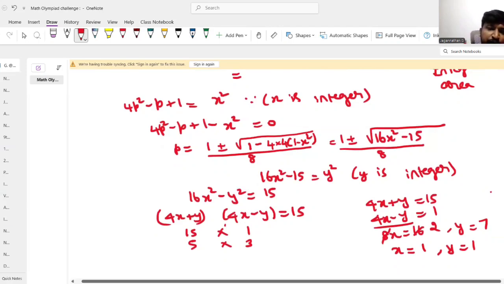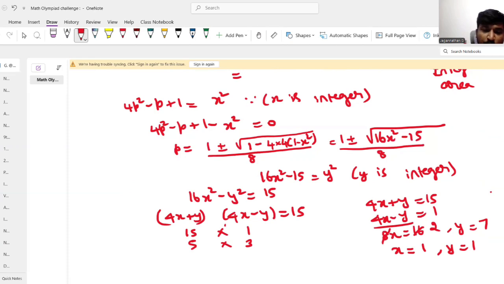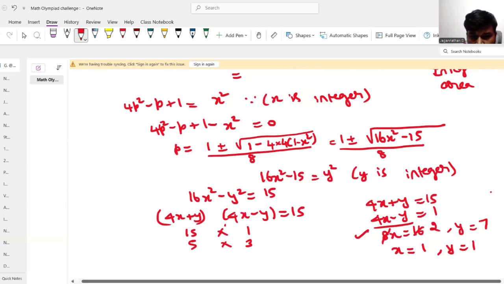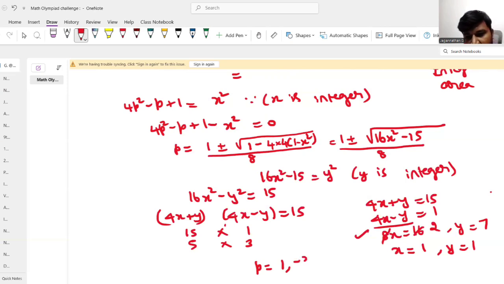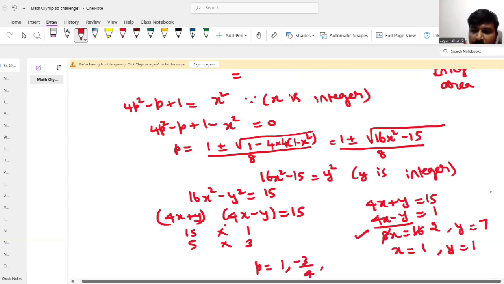Now what we need to do is check, because the question is about what is the value of p, right? So just substitute back. Now I'm going to substitute this case first. x equal to 2, so that let me get my p value. If I substitute x equal to 2, what do I get? 2 square 4, 4 into 16, 64. 64 minus 15 is 49. Square root of 49 is 7. So 1 plus or minus 7 by 8. So my p values will be 1 plus 7, 8 by 8, which is 1. 1 minus 7, minus 6 by 8, which is minus 3 by 4. That we got by substituting x equal to 2.